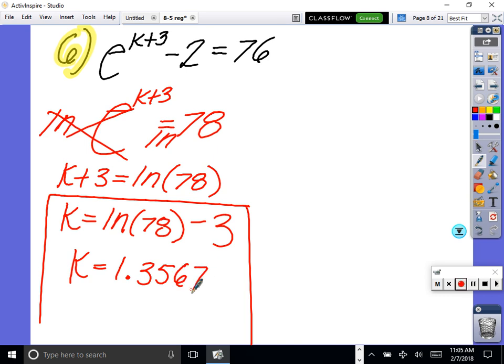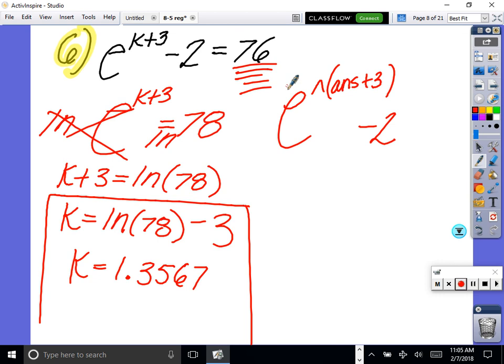This is our answer. So now go like this in your calculator. E, then do your little caret thing, and then put parentheses. Then do second answer, plus 3, get out of the exponent, minus 2. Hit enter. You better get 76. Everyone should practice checking it.